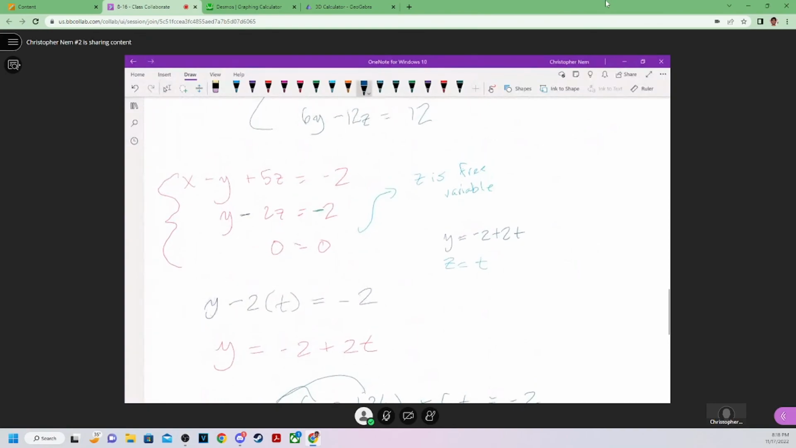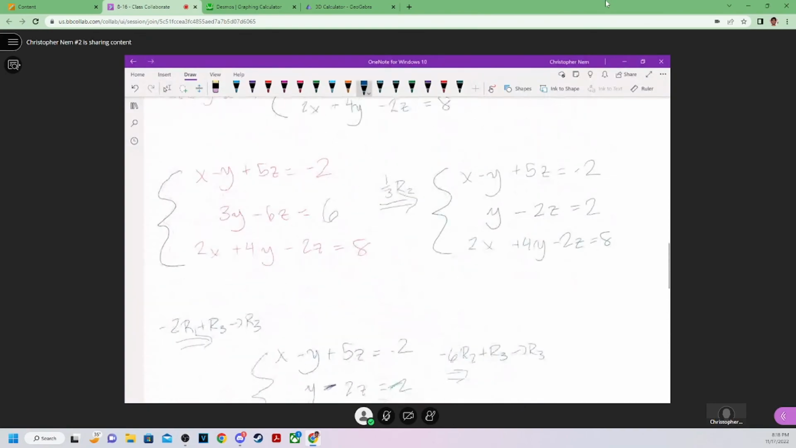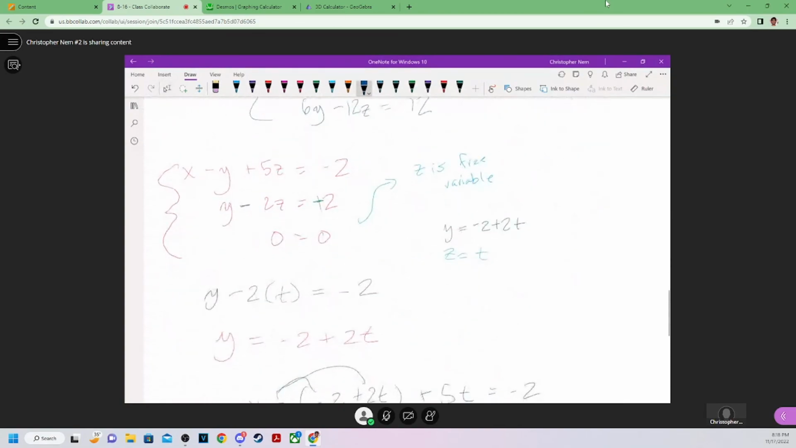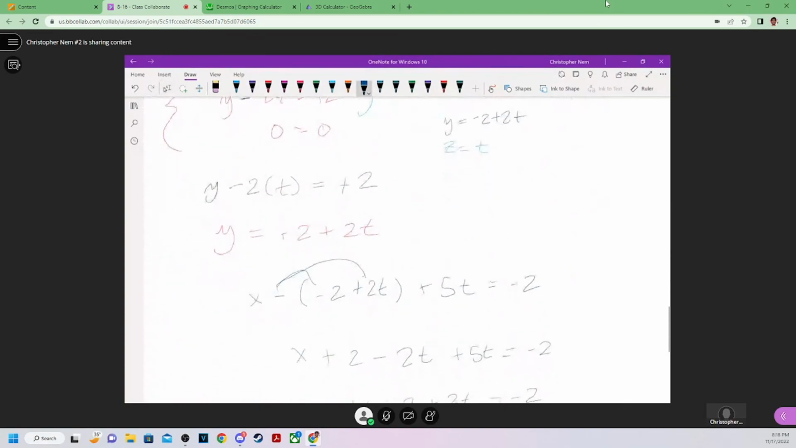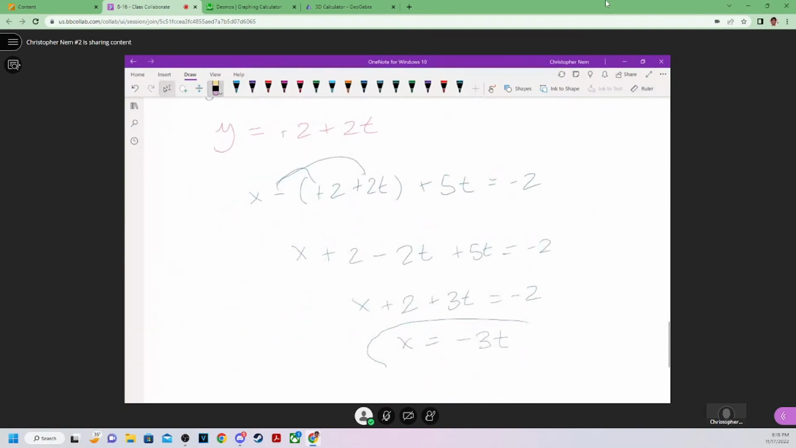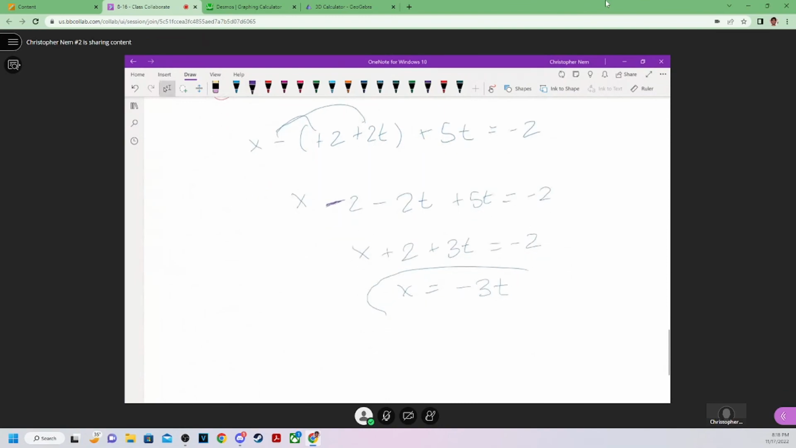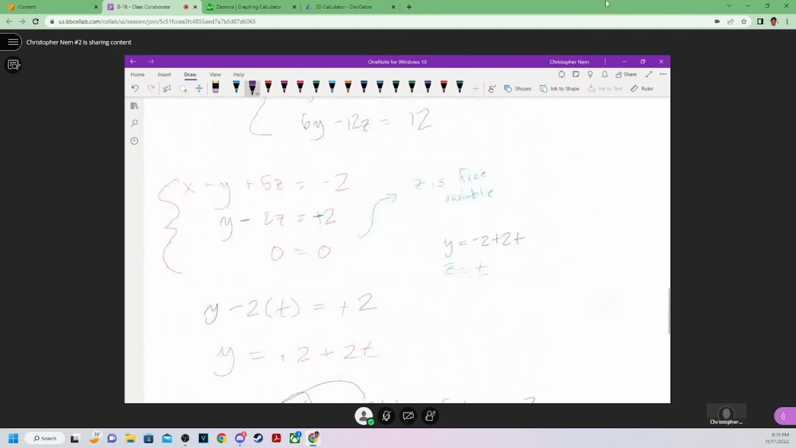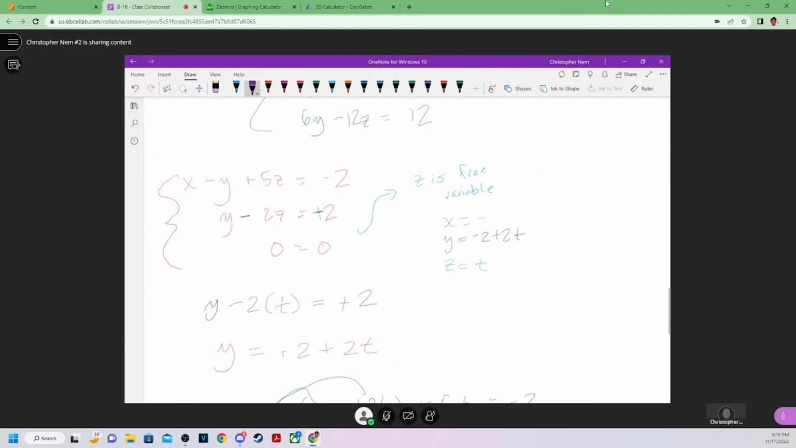Ah, this was supposed to be a positive 2. Let me fix that up. So this is positive 2, this is positive 2, and then this becomes negative 2 over here. And then afterwards they get deleted and we get x equals negative 3t. So the final part is x equals negative 3t.